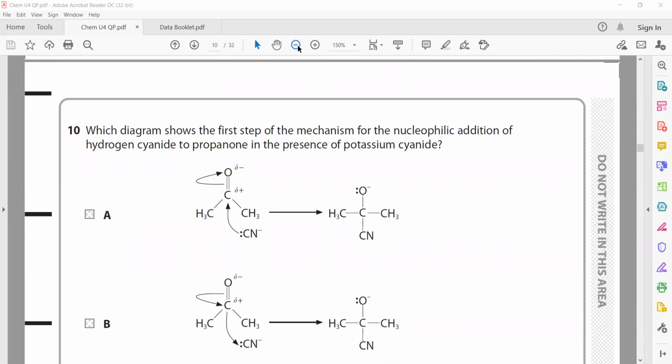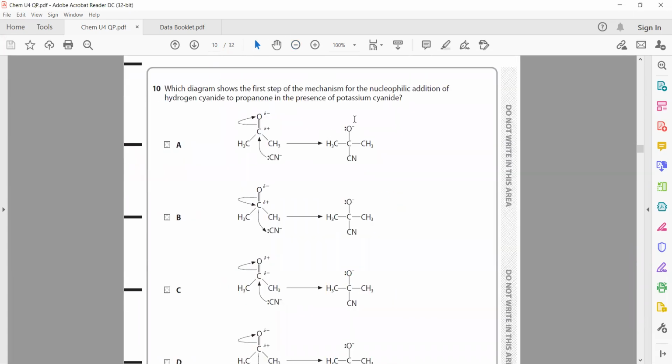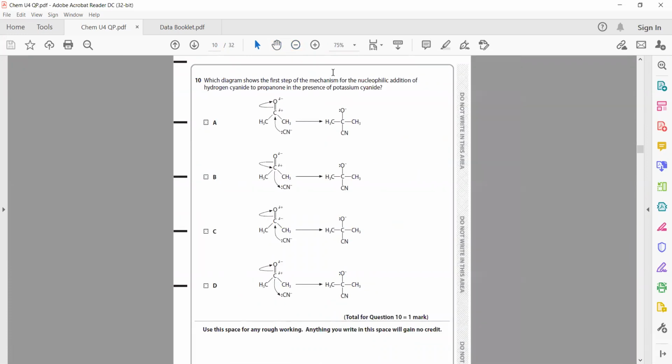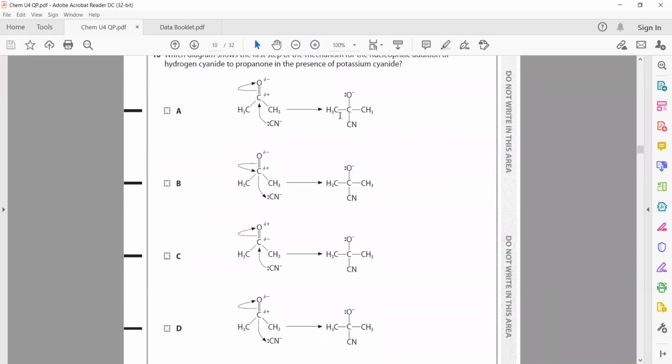Which diagram shows the first step in the mechanism of the nucleophilic addition of hydrogen cyanide to propanal in the presence of potassium cyanide? Basically, first the cyanide ion, CN-, which has a lone pair, will attack the positive center, and the C=O bond breaks; oxygen will get a negative charge, and CN will be attached. So A is the right answer.